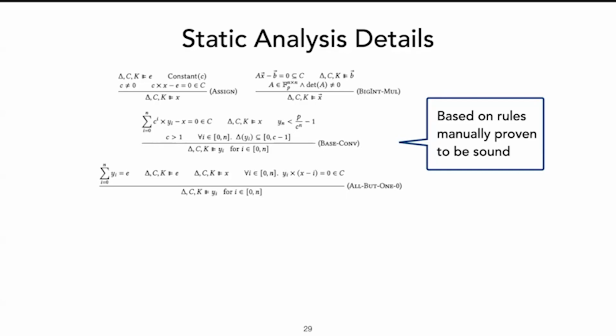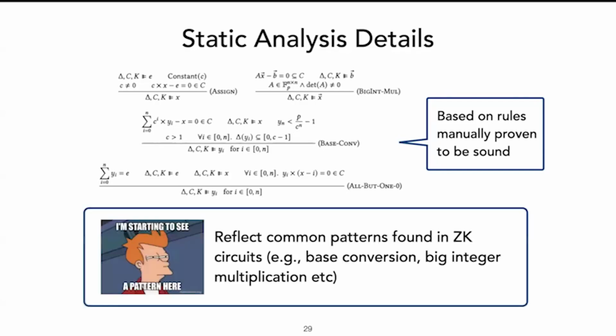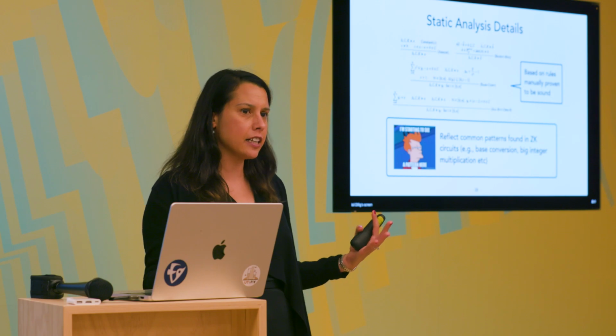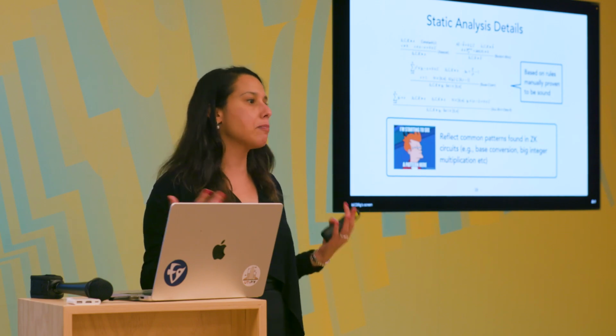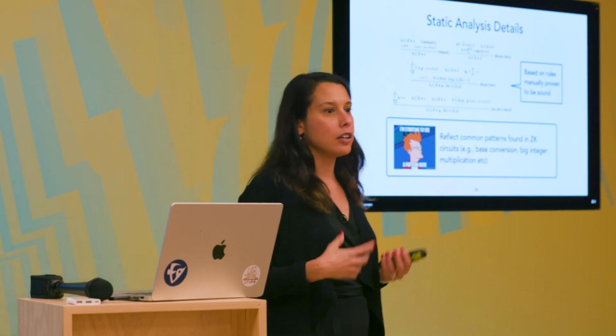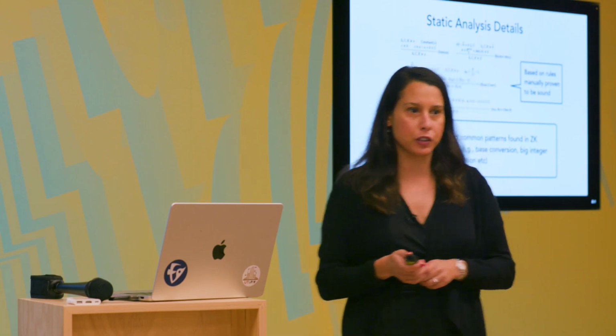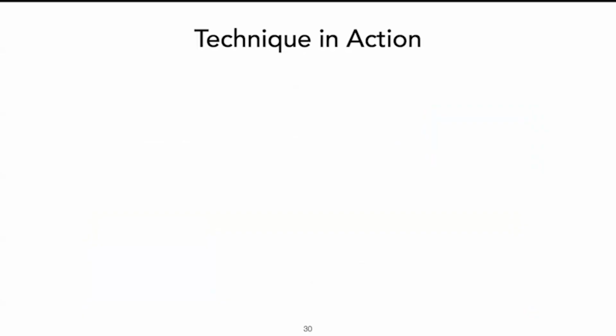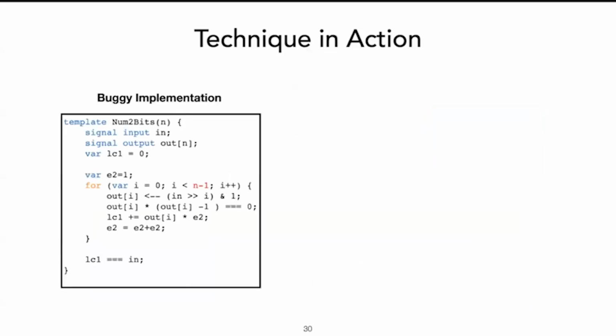And if you're wondering, where are these coming from? Well, they basically reflect common patterns that we found in ZK circuits, and they're based on rules that are manually proven to be sound. So you can think of the static analysis here as essentially doing pattern matching over a bunch of rules that have been manually proven to be correct. And if you take our implementation and run it on a circuit, here is an idea of what it will look like.